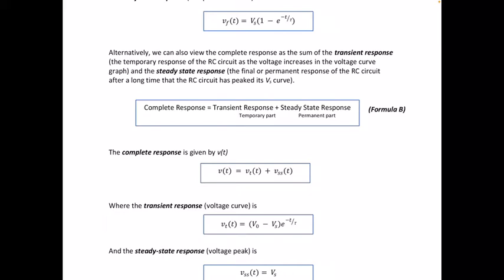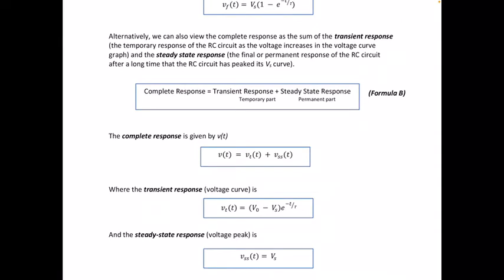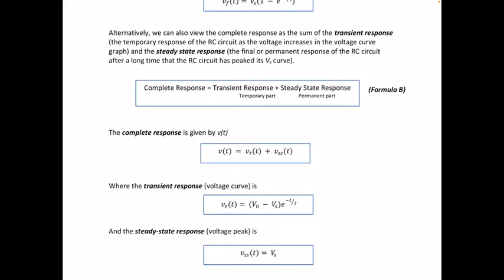So alternatively, we can analyze the RC circuit with a source by adding the transient response, or the temporary part, the response that dies out over time, and the steady state response, which is the permanent or the final response of our circuit. I prefer to use the latter because that is where we can obtain these formulas from the first order differential equations, which I'm going to do next.